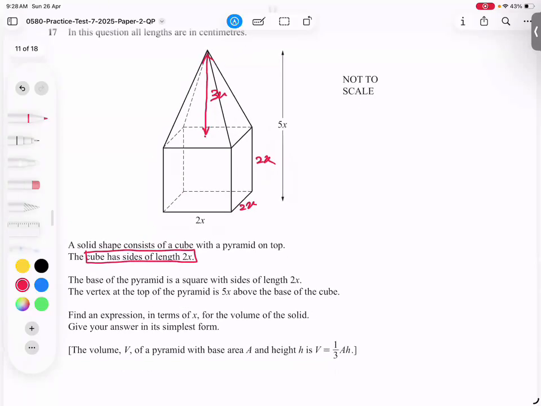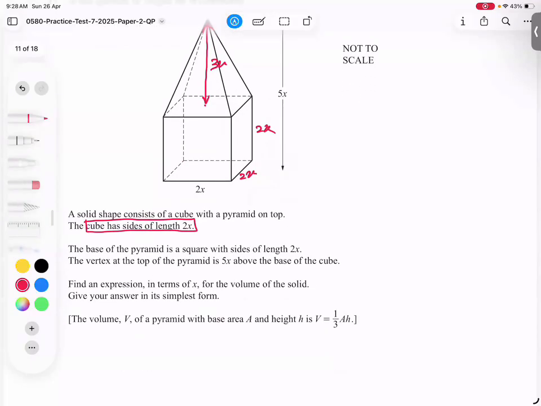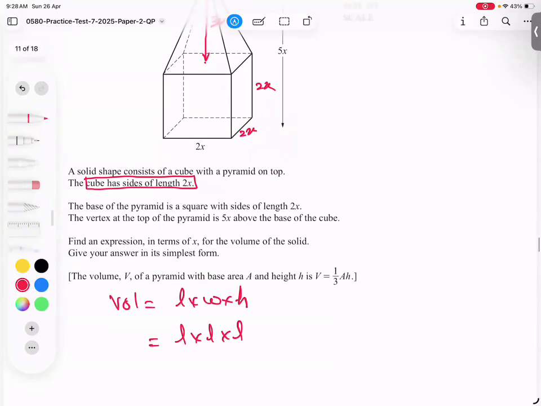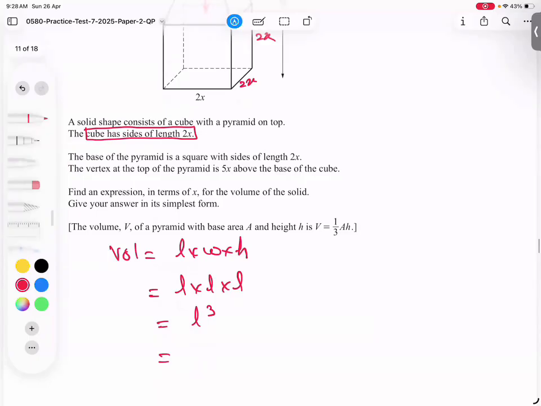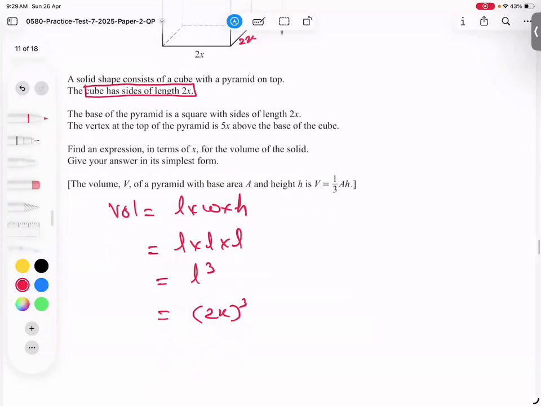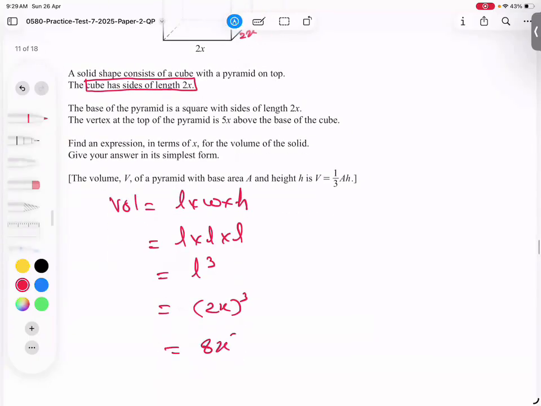For the cube, what is the volume formula? So let's start with the cube. The cube formula is length into width into height, or you can say length into length, or you can say length cubed. I'm writing now 2x to the power 3, which will give us 8x to the power 3, because 2 to the power 3 means 2 into 2 into 2.